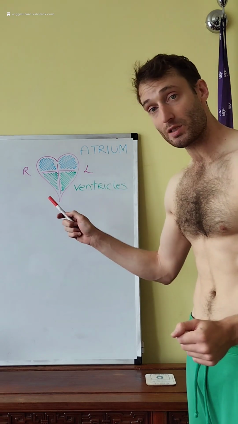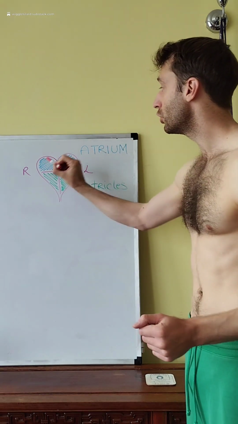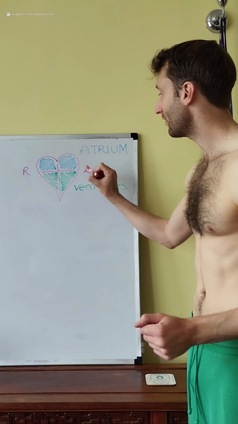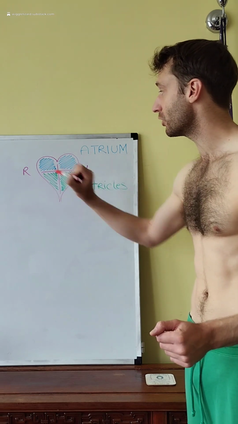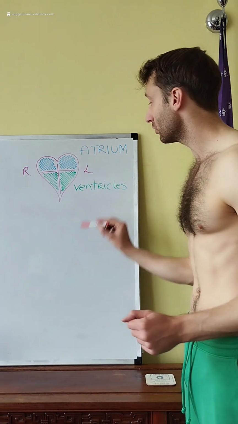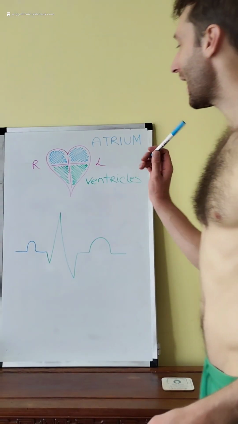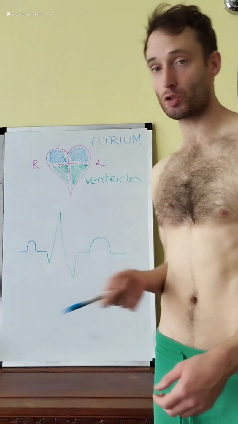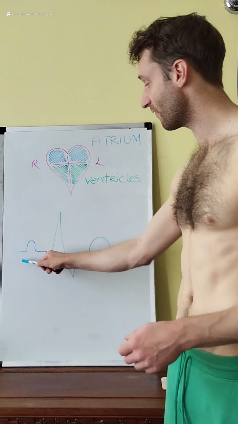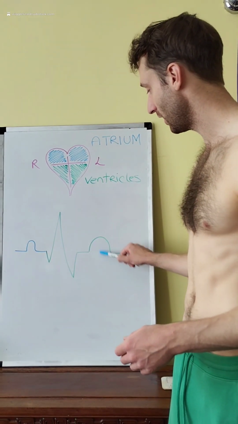You have 4 chambers to the heart. You have the 2 atria in blue, so you have a left atrium and a right atrium. And you've got the 2 ventricles in green, a left ventricle and a right ventricle. But how does this heart and its contractions translate to this visual representation here?